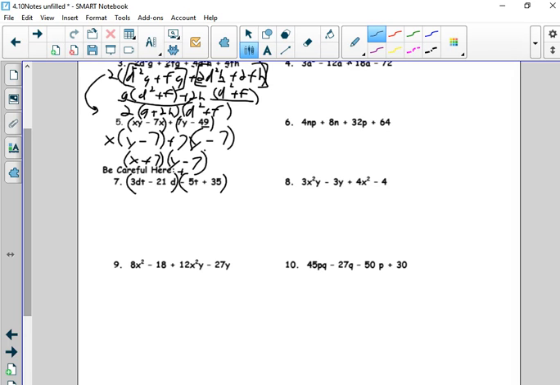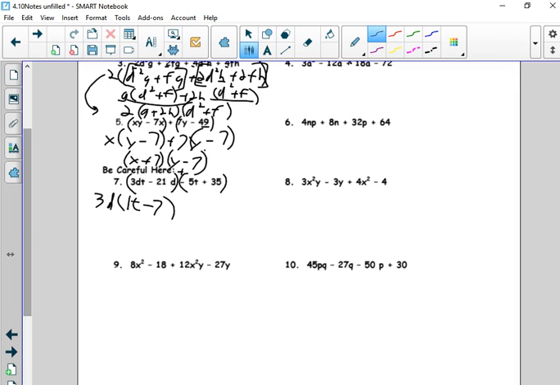Now, here's what we're going to talk about: why cheating actually is a good thing here. Out of the 3dt minus 21d, I can take out a 3 and a d. Now I divide. 3 divided by 3 is 1. The d's cancel, and I get t. Negative 21 divided by 3 is negative 7, and the d's cancel. So I get t minus 7.